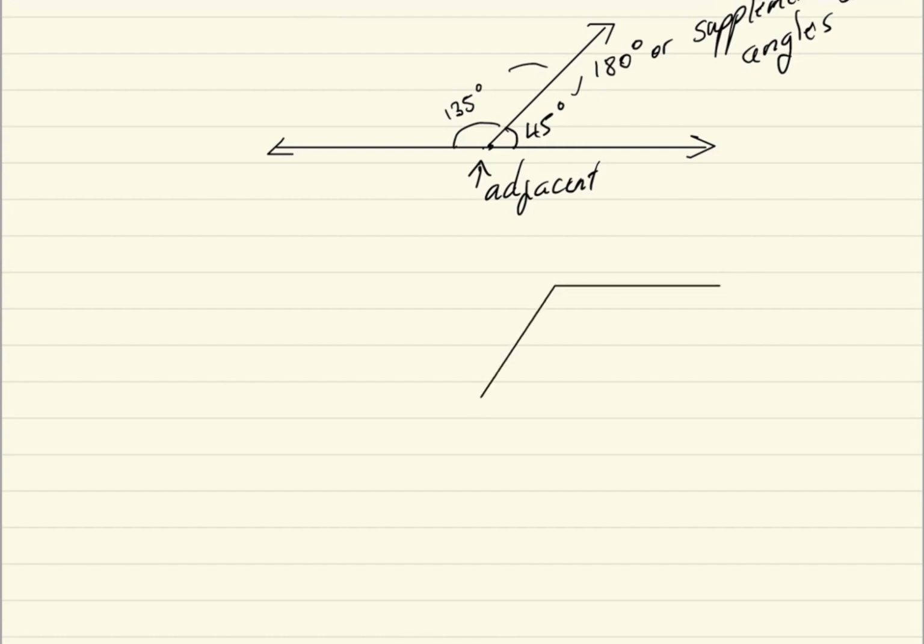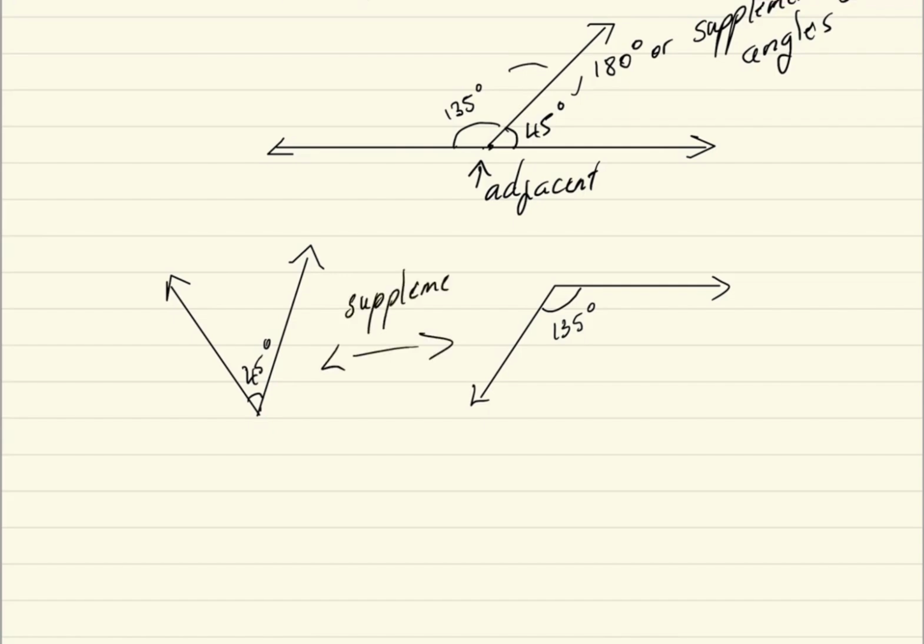So just to do something very quick, let's say we had something like this. Let's say we called this 135. And then we had another one here. And called this one 45 degrees. So these two here are also supplementary because they add up to 180 degrees. And non-adjacent, not beside each other.